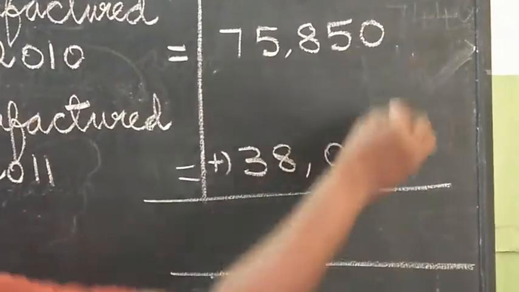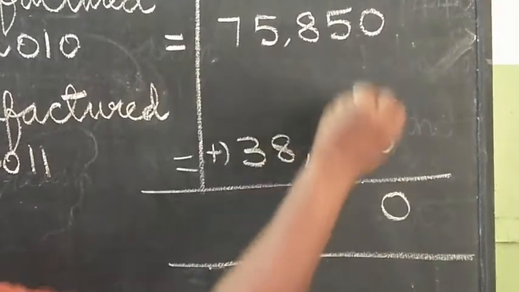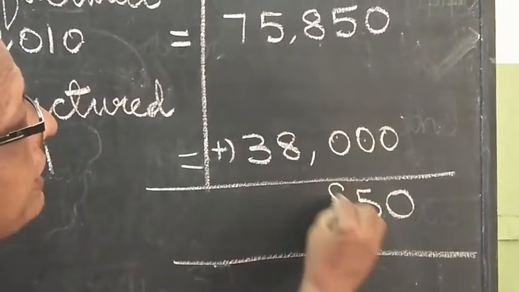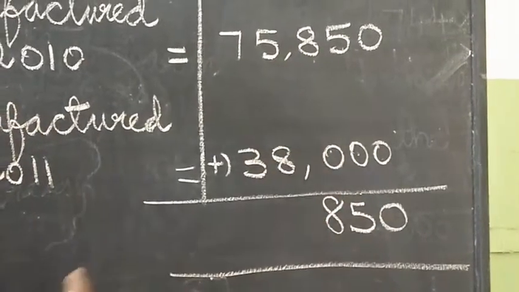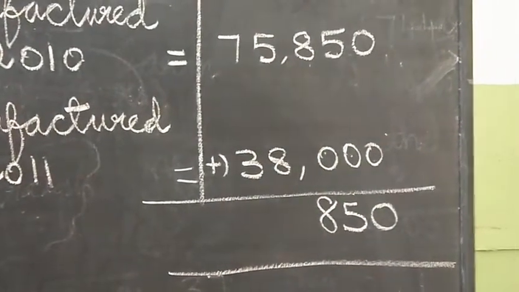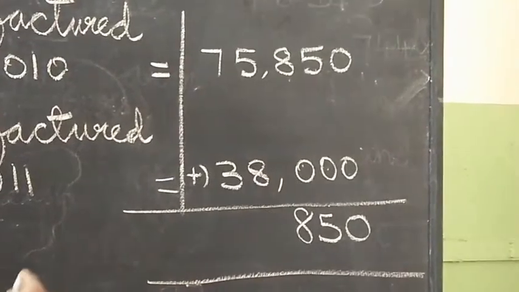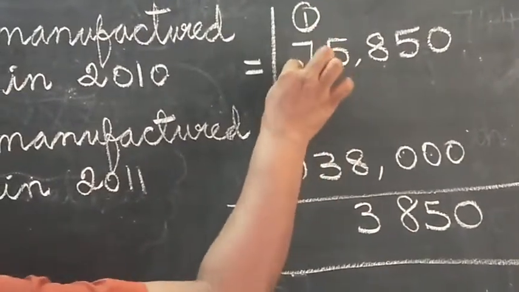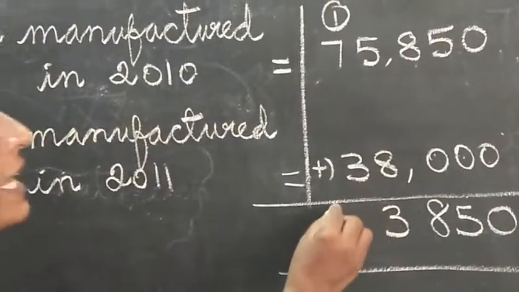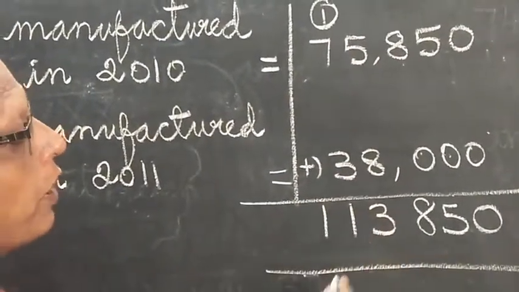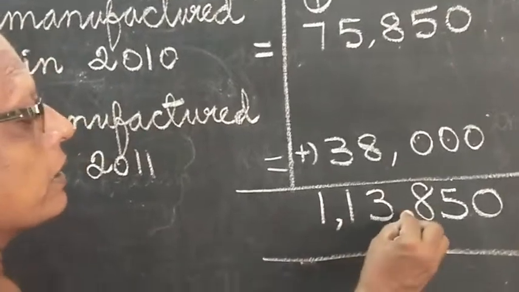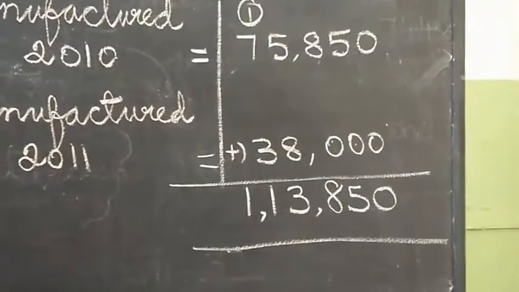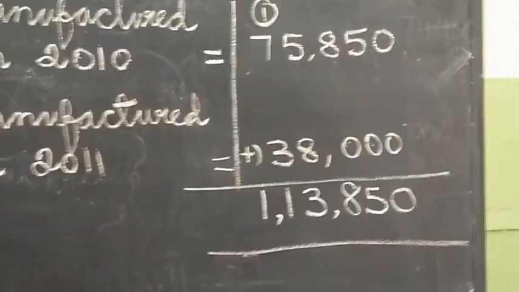Okay. 0 plus 0, 0. 5 plus 0, 5. 8 plus 0, 8. 5 plus 8, what will come, children? 5 in the mind, 8 in the fingers, what will come? 13. What will come? 13. And 1 plus 7, 8. 8 plus 3, 9, 10, 11. So how many cars, children? Can you guess, children, how many cars? 1,13,850.